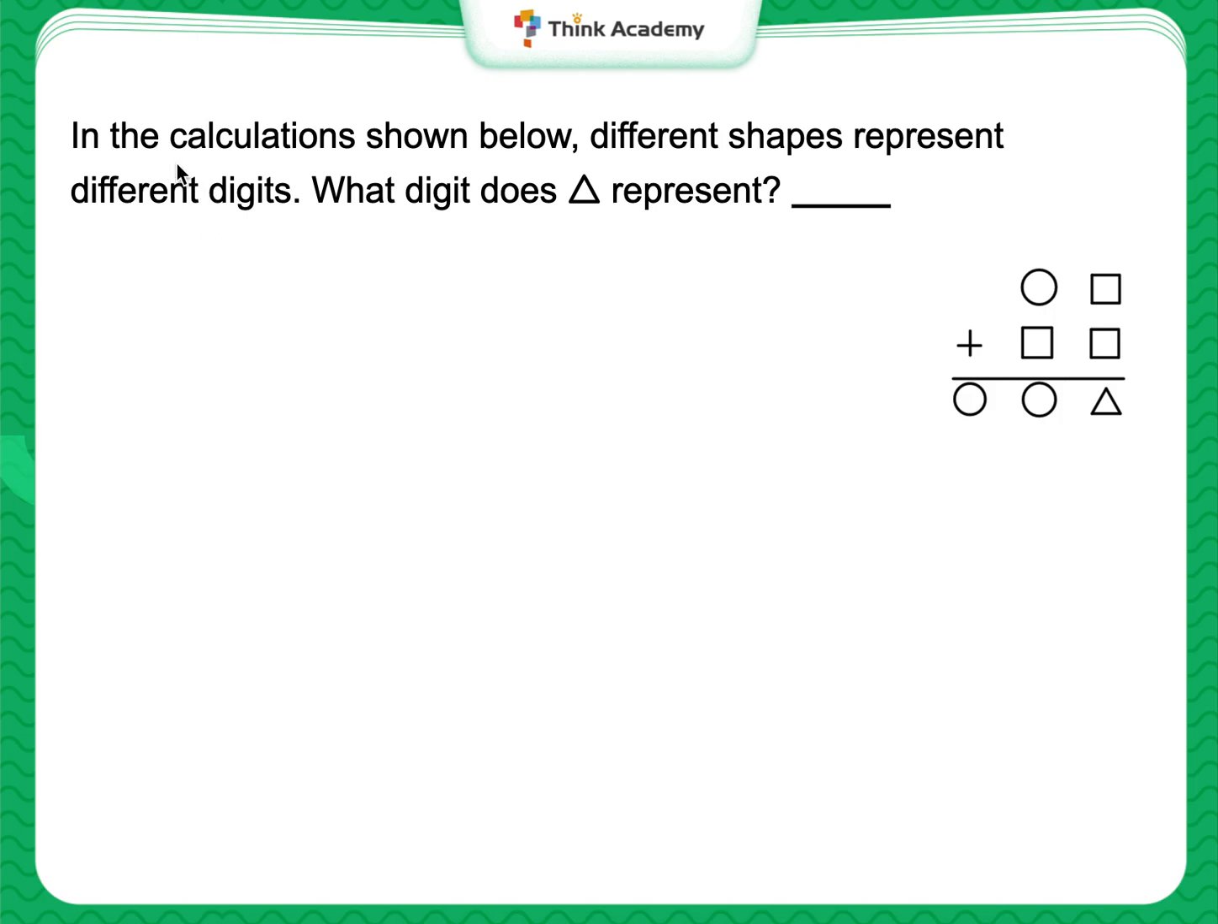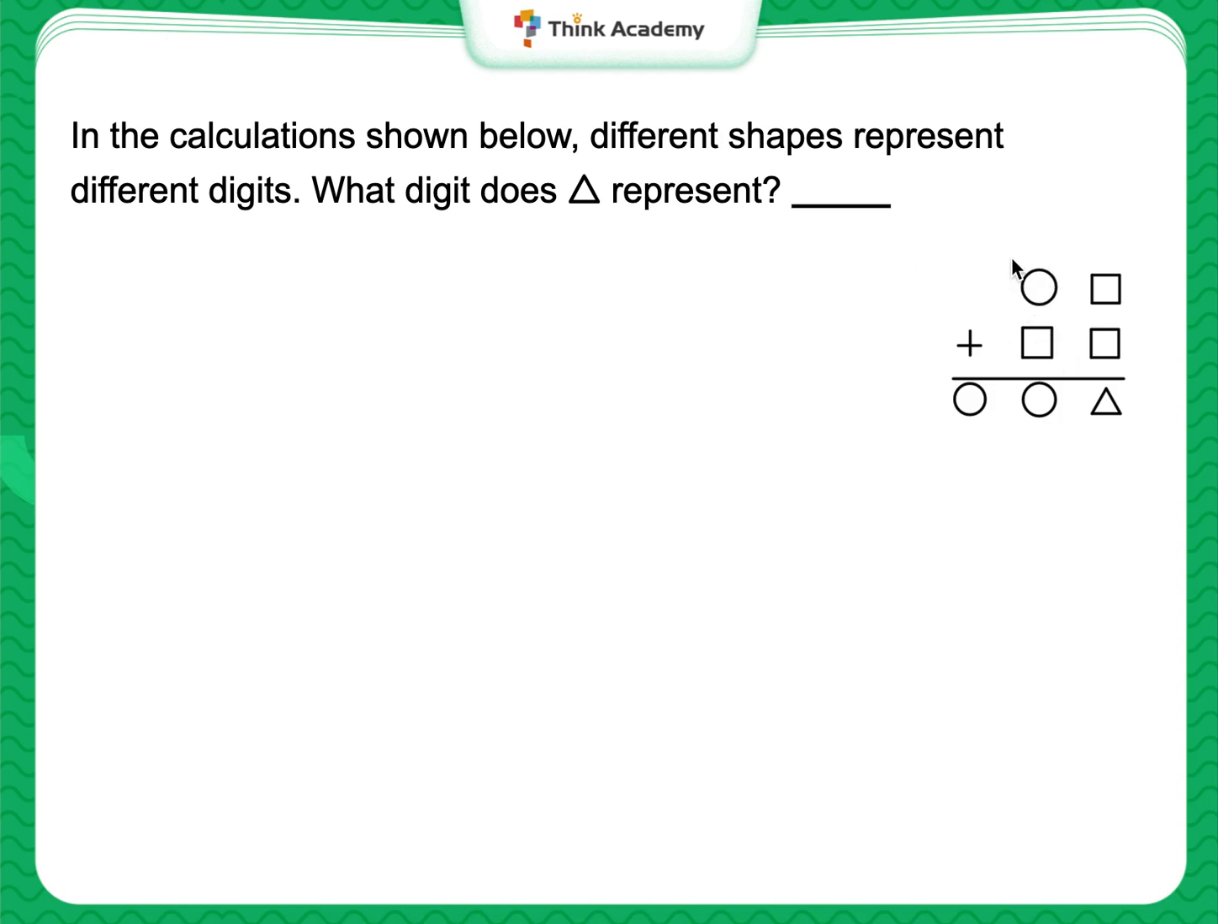Well, it says that we have a little bit of a number puzzle on the right-hand side, and it's asking you what digit does the triangle represent? Yeah? So in these kinds of number puzzle questions, it's very important for you to determine which type of analysis you are going to use.